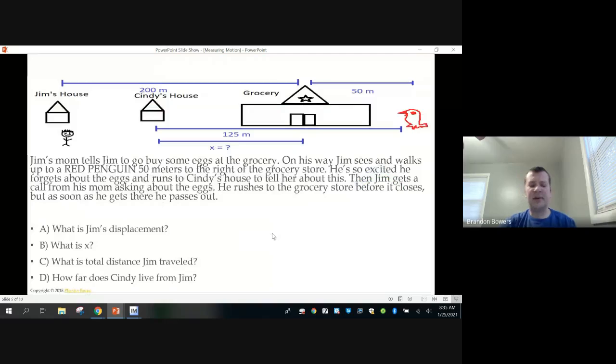So I got an example here. It's kind of a complex example, but we're going to try it out. So Jim, this is Jim's house. We got Cindy's house, the grocery store, and a red penguin. Jim's mom tells Jim to go buy some eggs at the grocery store. On his way, Jim sees and walks up to a red penguin 50 meters right of the grocery store. He's so excited about the eggs, he runs to Cindy's house to tell her about this.